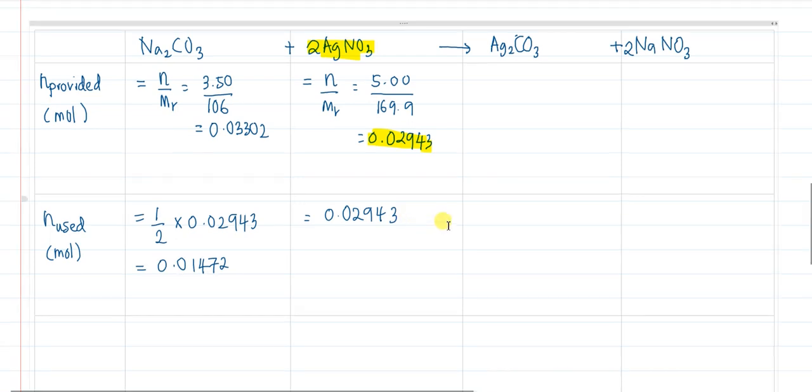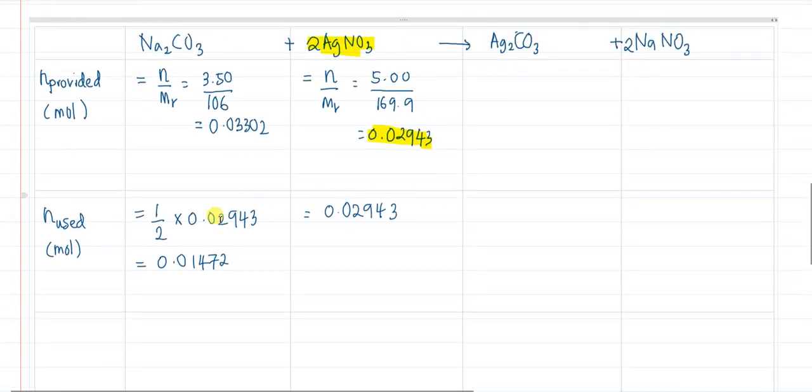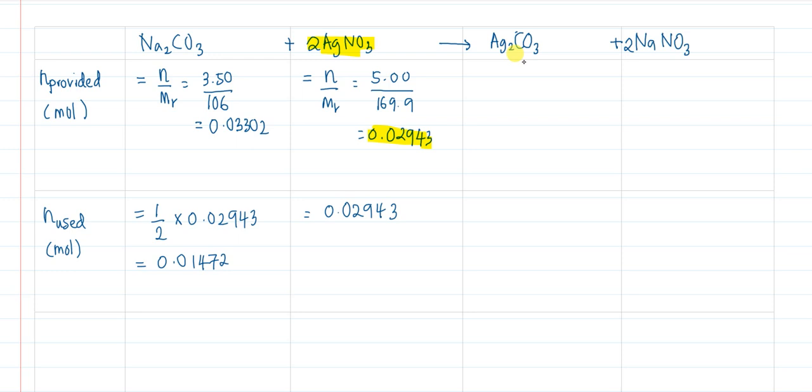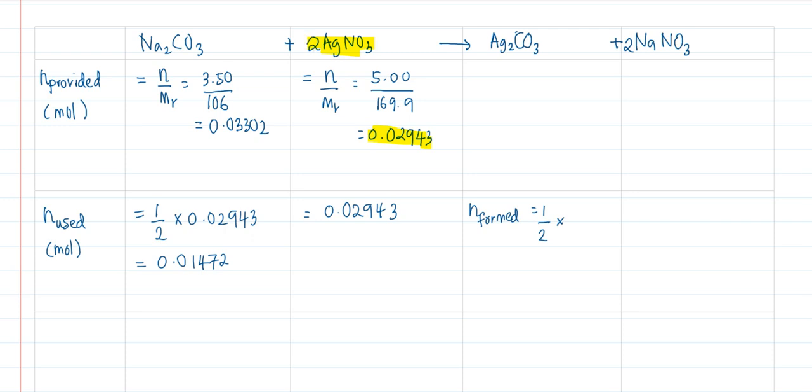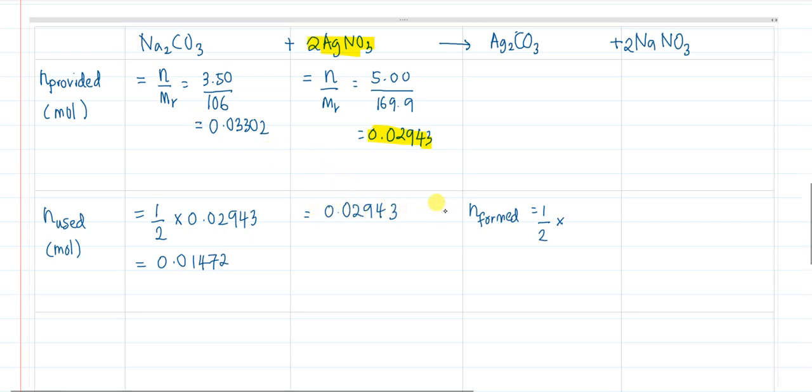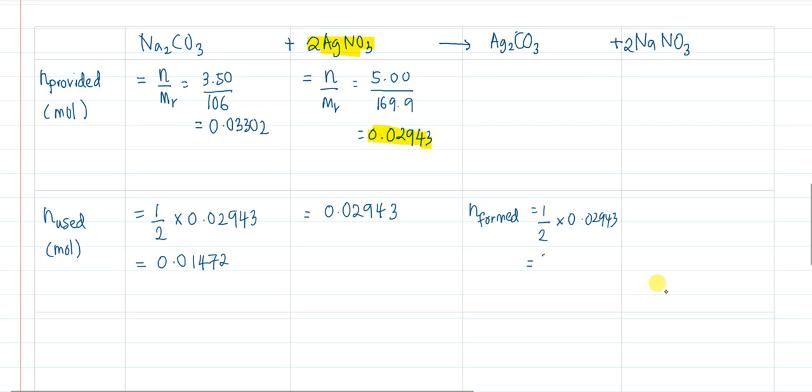Okay, and then we can see the number of moles of silver carbonate produced. Because the header here is used, I'm just going to write a new one here: number of moles formed. It is equal to, as you can see here, 1 in comparison to 2. So 1 over 2 multiplied by the number of moles of silver nitrate, 0.02943, and this should be the same as the amount of sodium carbonate used, because the ratio is 1 to 1 here. So 0.01472 moles.